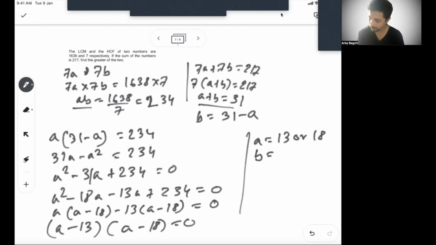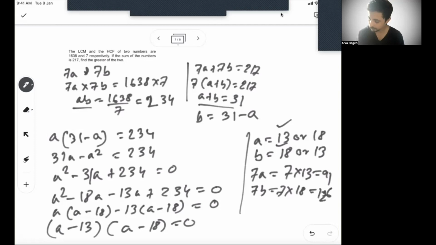So B equal to again 18 or 13. Okay. So find the greater of the two. The greater of the two. So the 7A. In the first case, if I consider these two, 7 into 13, 91. 7B, 7 into 18, 126. So the greater of the two is 126. In either way, the greater will be 126.